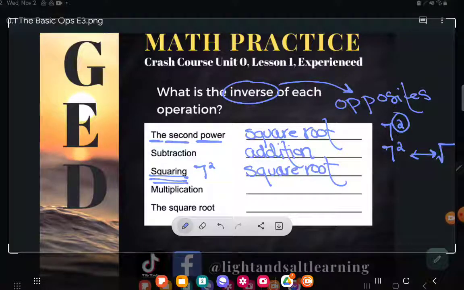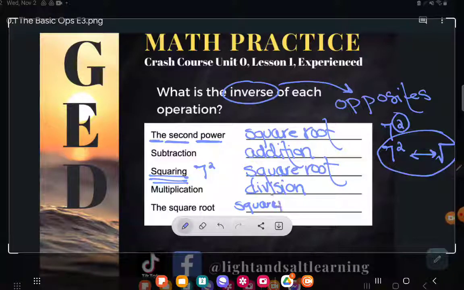And what's the opposite of multiplication? You can put together groups, equal size groups with multiplication, or you could take apart equal size groups with the opposite. The inverse is division. And then finally, what is the opposite of the square root? Well, we were just looking at that, but now we're looking the other way. The opposite of the square root is squaring, or the second power. Either one of those I'll take.